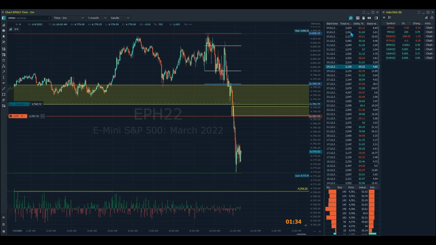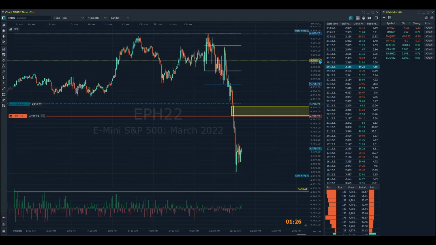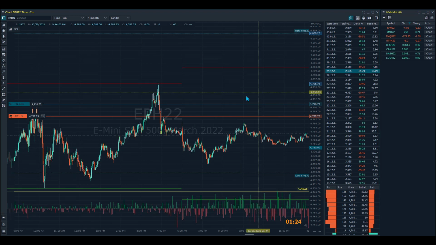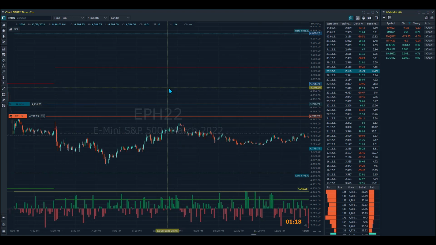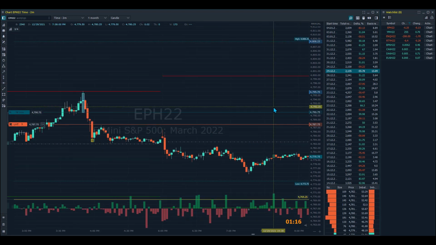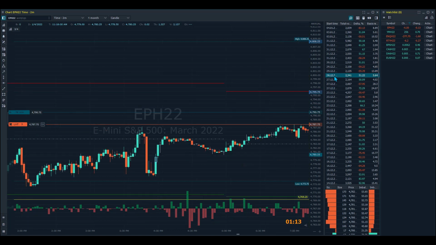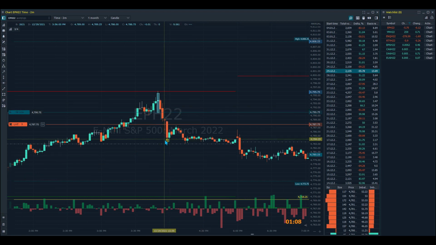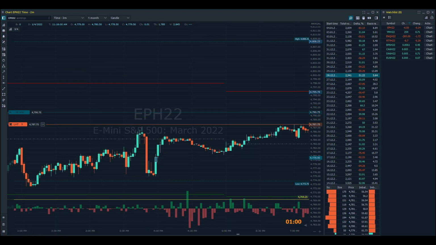Let's move to the next. Let's take this one off the table first. Let's move to the next block. Let's go to this block. What's the previous block? It was that one. I think we looked at that. There must be two in there. Here's the next block right here. See what the market did on this block.